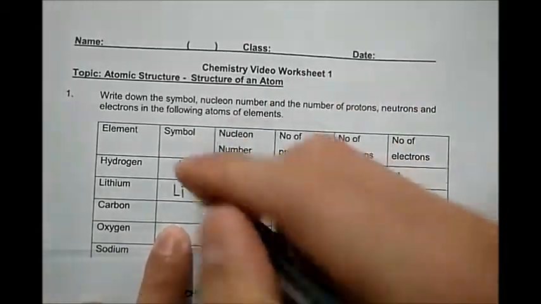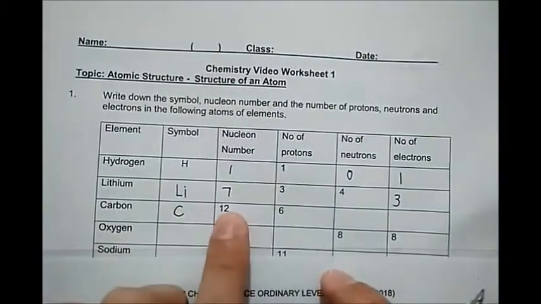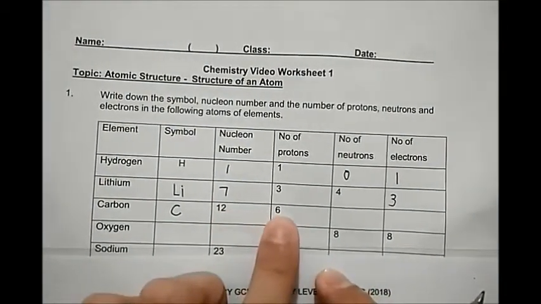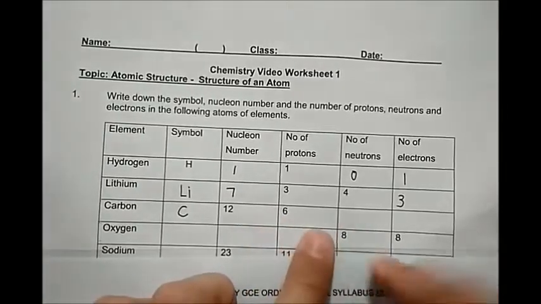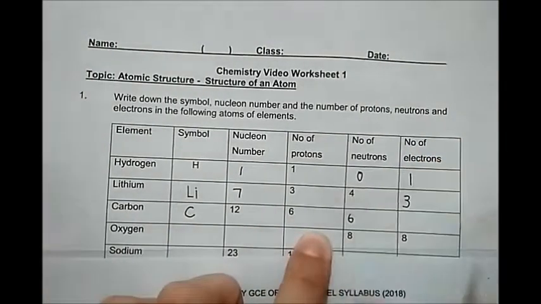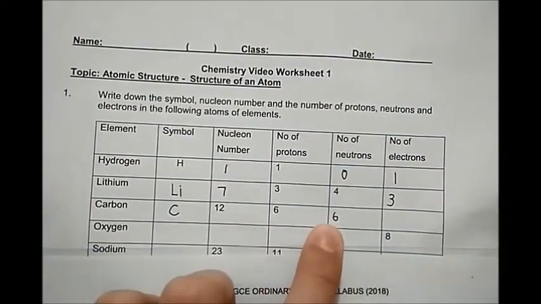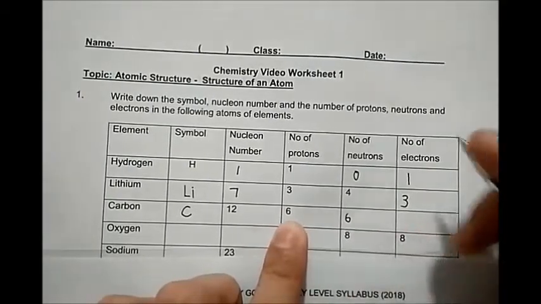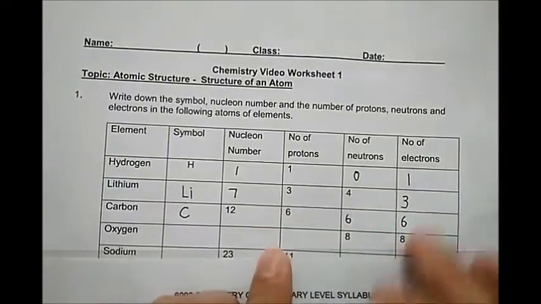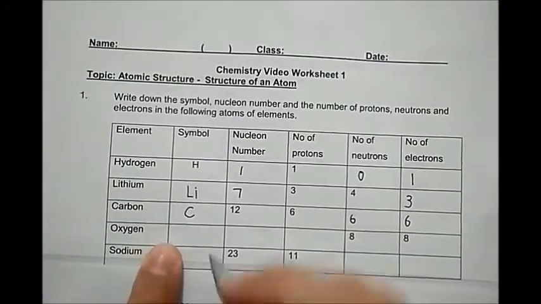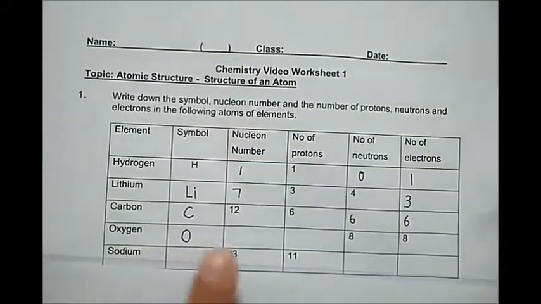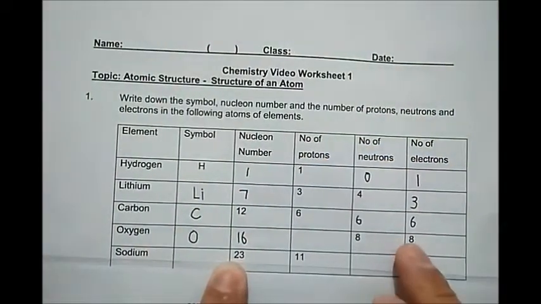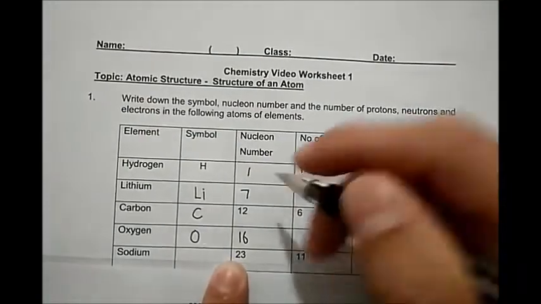Carbon. Carbon has a symbol capital C. Right? 12 as a nucleon number and 6 number of proton. This implies that it has 6 neutrons. 12 minus 6, 6. And since this is an atom, the number of proton will be equal to the number of electron, which is 6. Oxygen has an atomic symbol, capital O. Its nucleon number is 16. The number of electrons is equal to the number of protons, so it's 8.